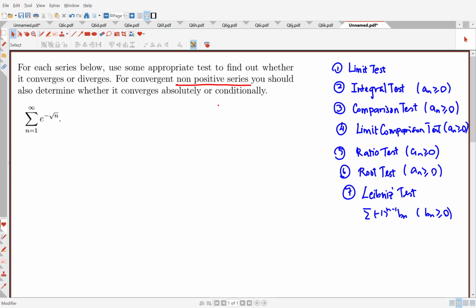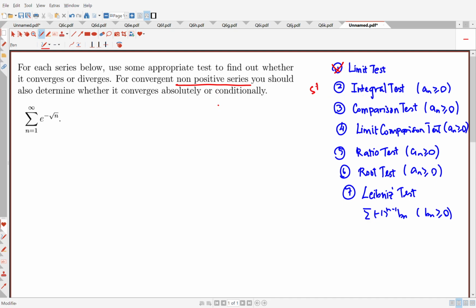So this is 6n. Again, the terms here are more than or equal to 0, so it is not a non-positive series. Okay, let's just do it directly. If you apply the limit test, you have no conclusion.